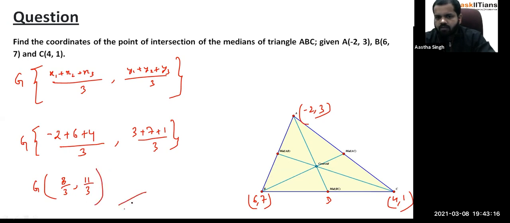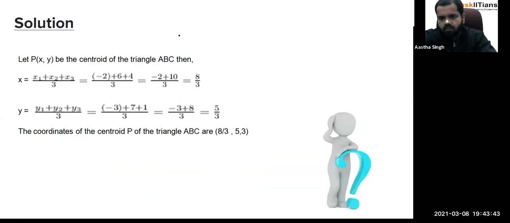Right, guys? This is basically according to the formula of the centroid. You will usually be asked for the coordinates of the point of intersection of the medians. So you should know that the question is just asking for the coordinates of the point of intersection of the medians, which is the centroid, right? So basically you have to find the coordinates of G.